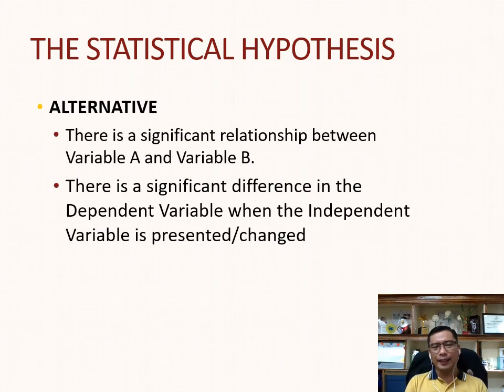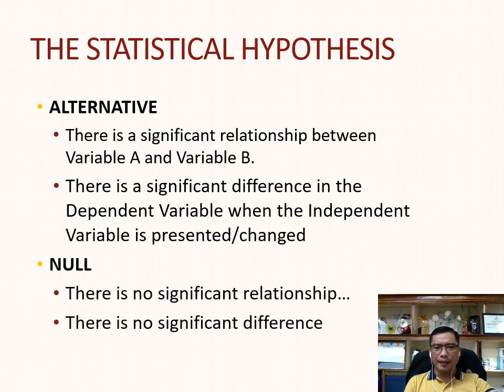Now, in statistical hypothesis, when you say H1 or alternative hypothesis, these are samples. If your question is about relationship, then you would say there is a significant relationship between variables A and B. If you would ask a question about difference, then you would say there is a significant difference. If it's null, then it's the opposite. You're saying there is no significant relationship, there is no significant difference. If the question is about effect, the alternative hypothesis would be there is a significant effect. If it's the null hypothesis, there's no significant effect. Okay.